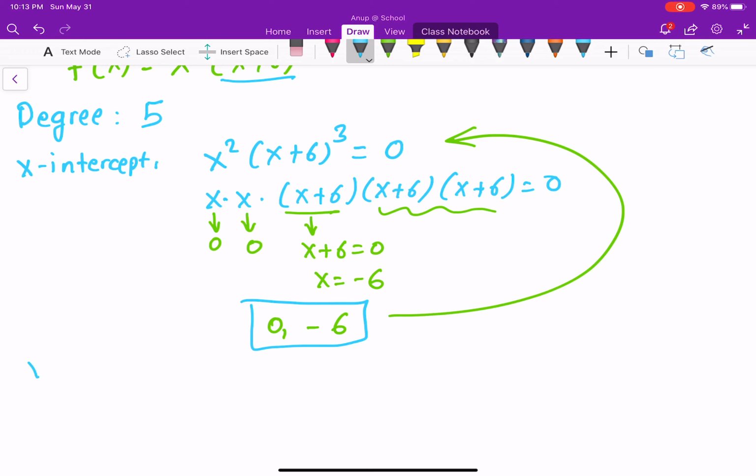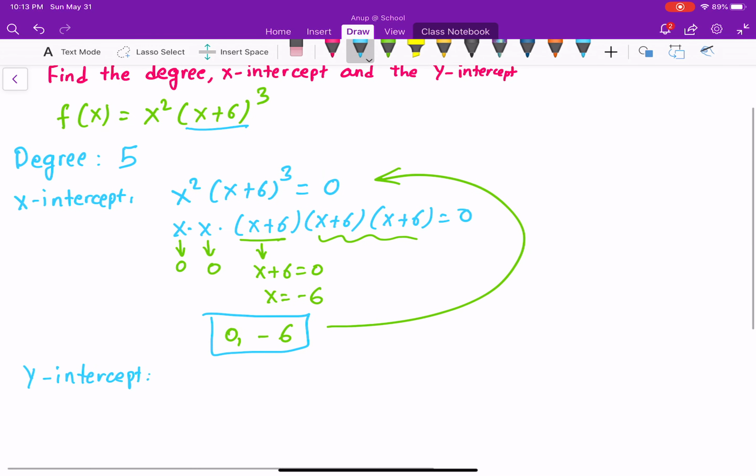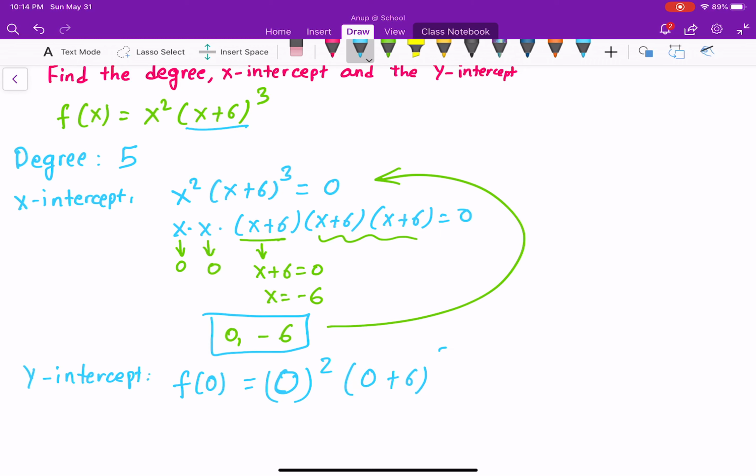To find the y-intercept, we just need to see what the value of the function is at 0. So that's why we just need to compute f of 0. So f of 0 will be, in this case, 0 squared times (0 plus 6) to the power cube, and that is just equal to 0, because 0 squared is 0, and multiplied with anything would be 0. So that's why the y-intercept is actually equal to 0.